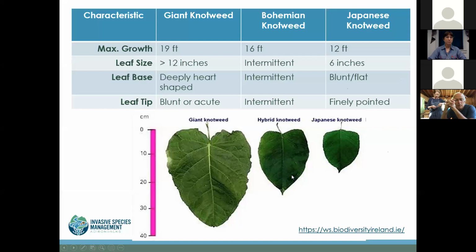And while we're talking about these differences, I think it's really important to know that every plant's different. So, you might see Japanese knotweed that has a more heart-shaped leaf base. We need to take all the identifying factors into consideration when we're identifying these species.